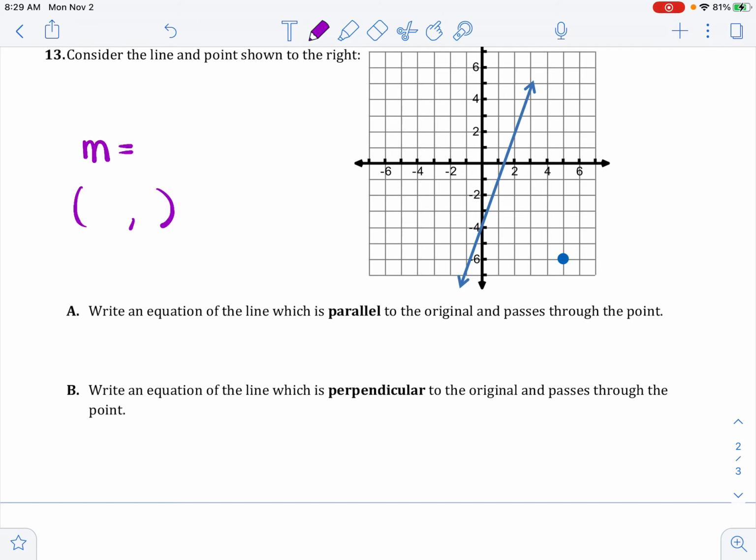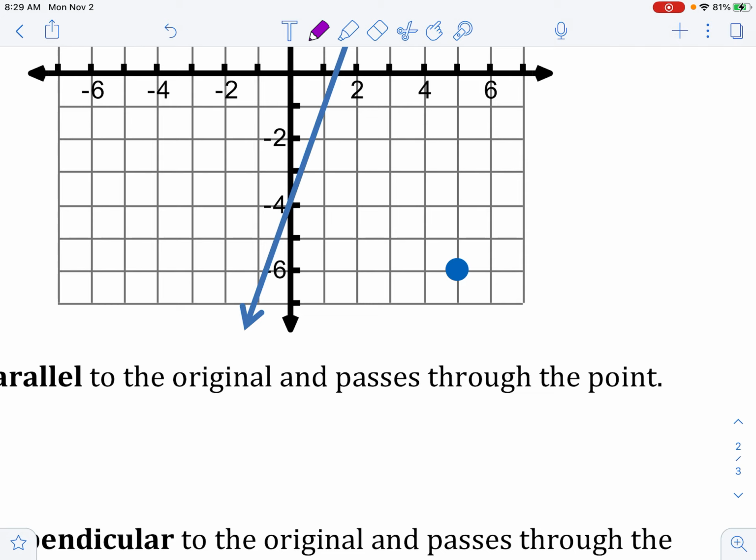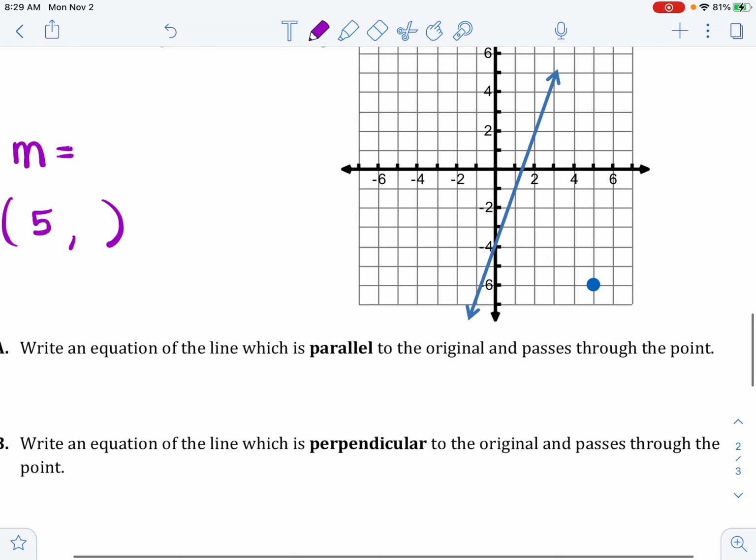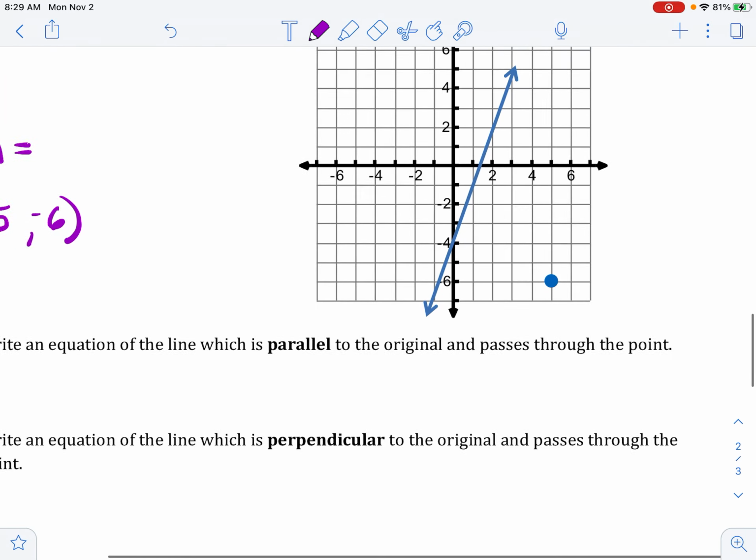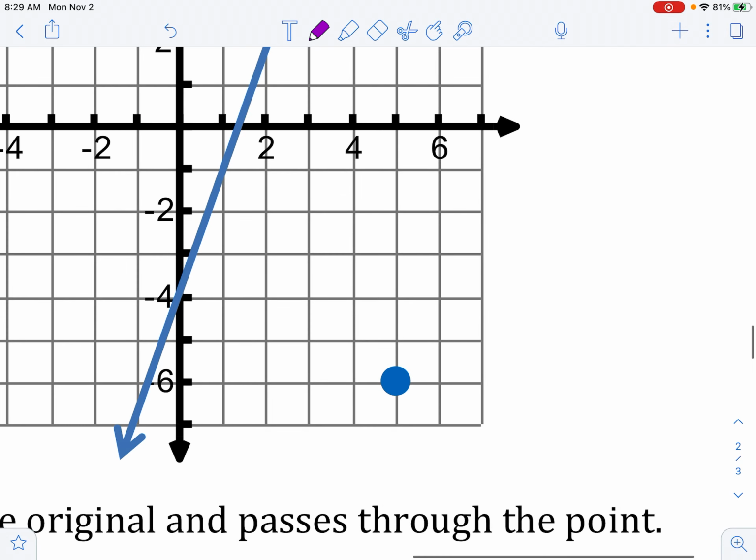So remember, I need two things. I need the slope, and then I also need the point. All right, so the point is at 5, -6. So I'll write that down.